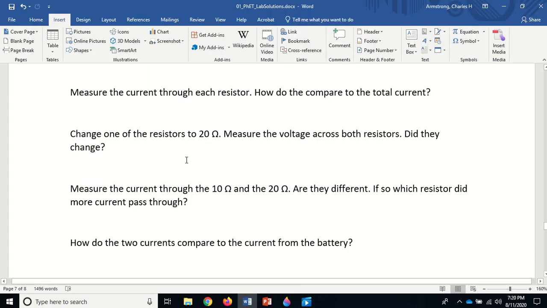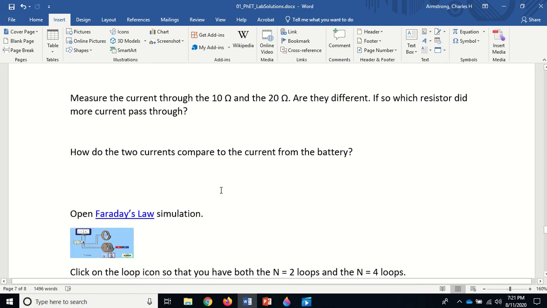So let's see, the voltages did not change. They're both 9 volts. The current through the 10 ohm was still 0.9 amps, and the 20 ohm went down to 0.45 amps. Are they different? Yes. Which resistor did more current pass through? The 10 ohm, because it's a smaller resistance, the path of least resistance. So it got more of the current. The smaller one gets more of the current. How do the two currents compare to the current from the battery? They add up to the current from the battery.